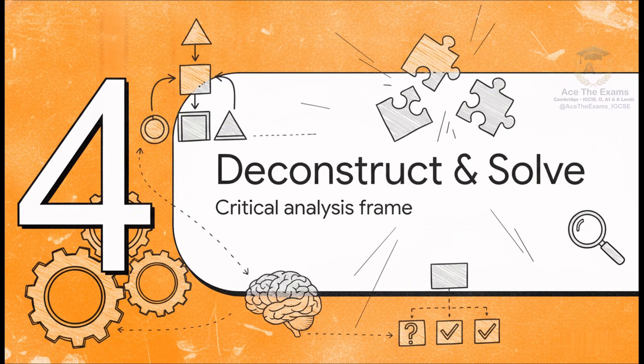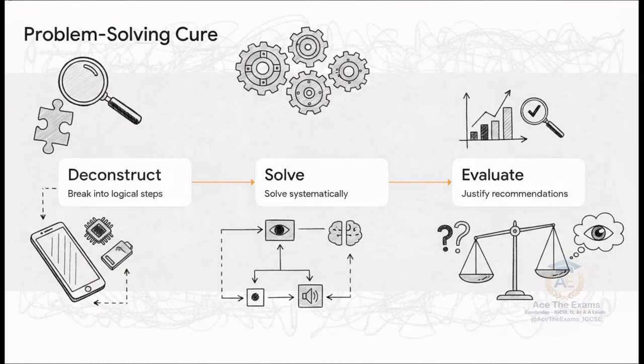Let's move to Section 4, the ultimate prescription, the 3-stage framework for critical analysis. By breaking a complex smartphone or alarm problem into logical steps, you ensure you are checking for reasonableness at every stage. We are going into an interactive workshop right now.